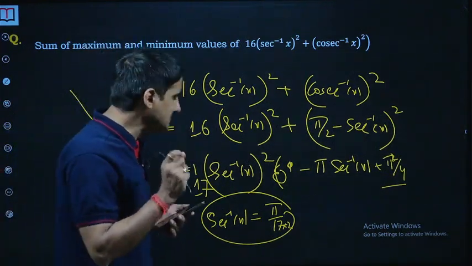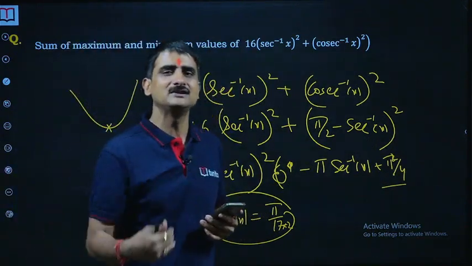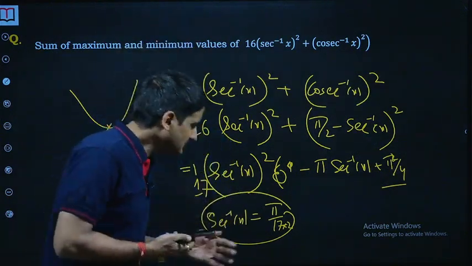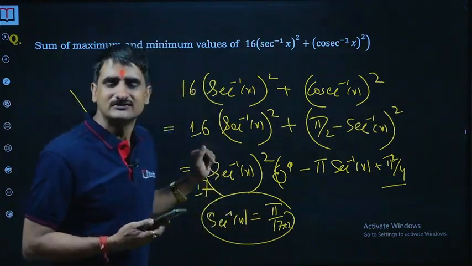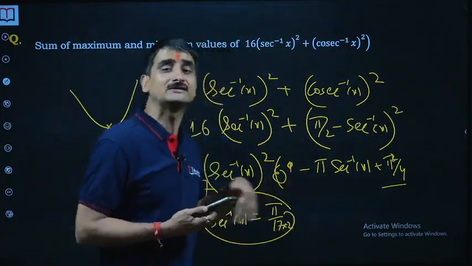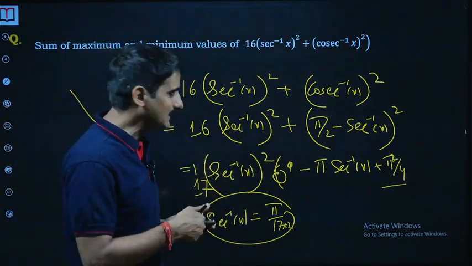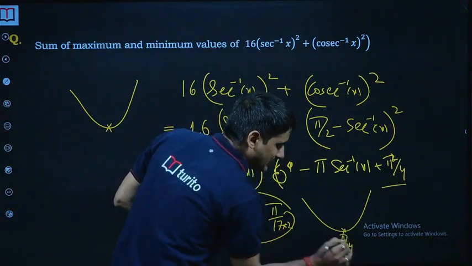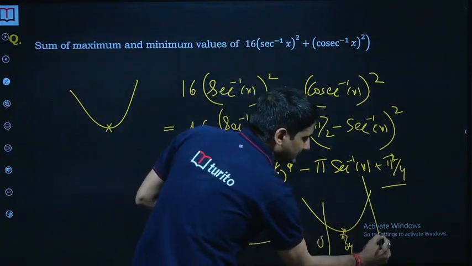Now what's the range of sec inverse x? It matches with the cos inverse range, that is 0 to pi except pi by 2. So that lies between 0 to pi, so you will get the minimum value at this point, when sec inverse x is pi by 34. So put the value here and you get it. Secondly, for the maximum value, the range is between 0 to pi here.